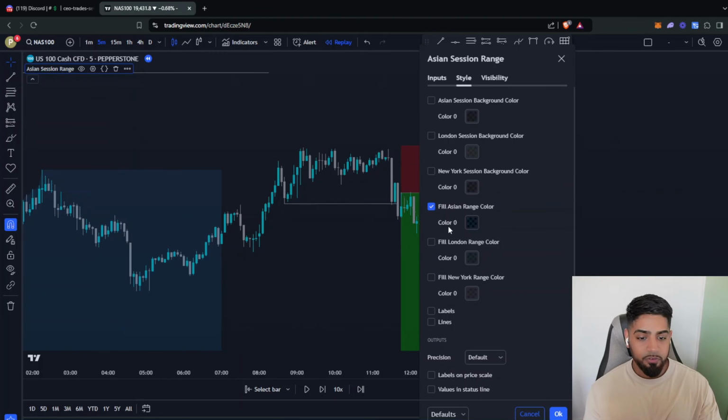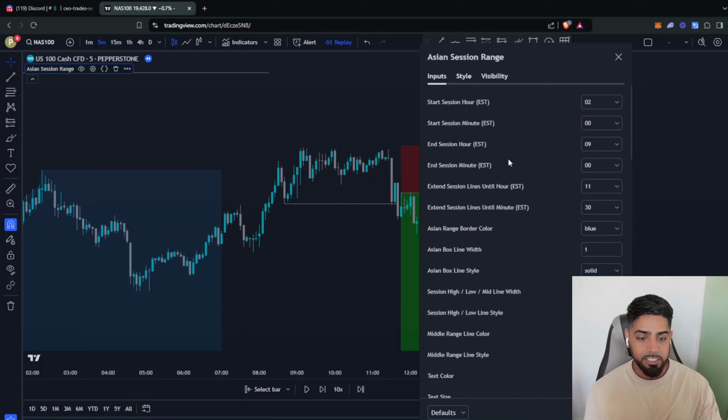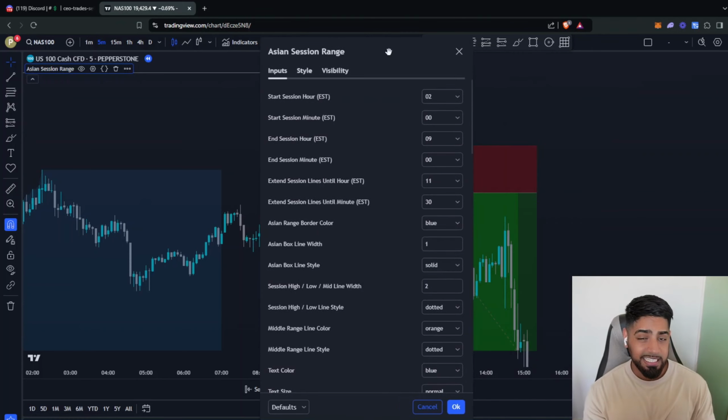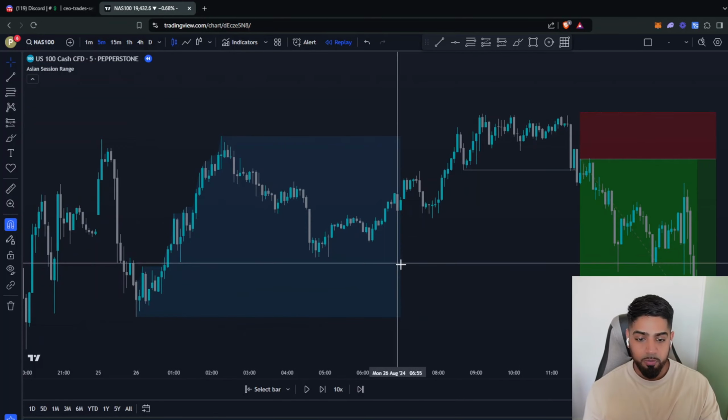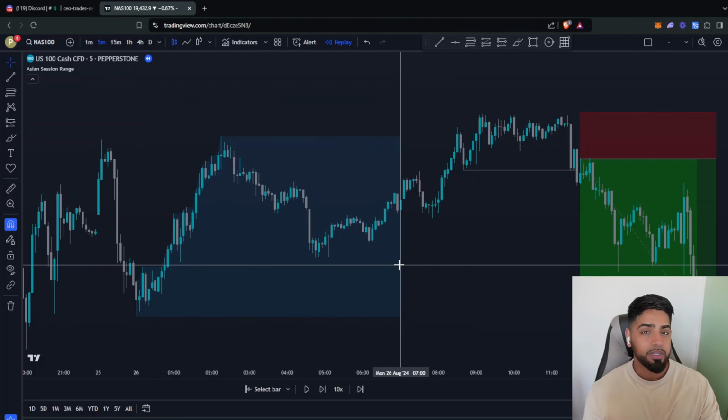So once you've ticked everything else off and you've got the Asia session range there, you're going to change the setting for the start and the end of the Asia session. Now for me, the Asia session is between midnight and 7 AM UK time. If you're in another time zone, then just calibrate it to wherever you are in the world and change it to that. So as we can see on my chart, midnight is when this blue box starts and 7 AM is when this blue box ends.